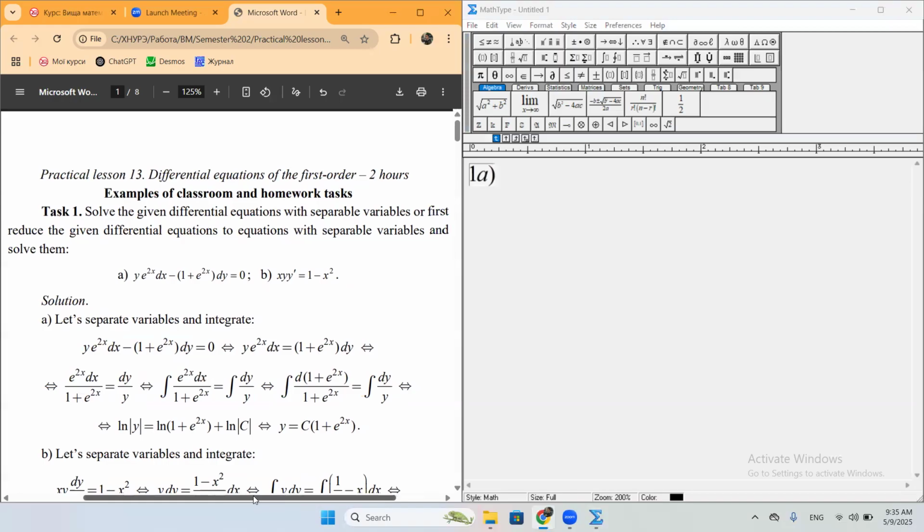And what is the solution of the differential equation? It is a function which, if we substitute it into the equation, will turn it so the equation will be true.